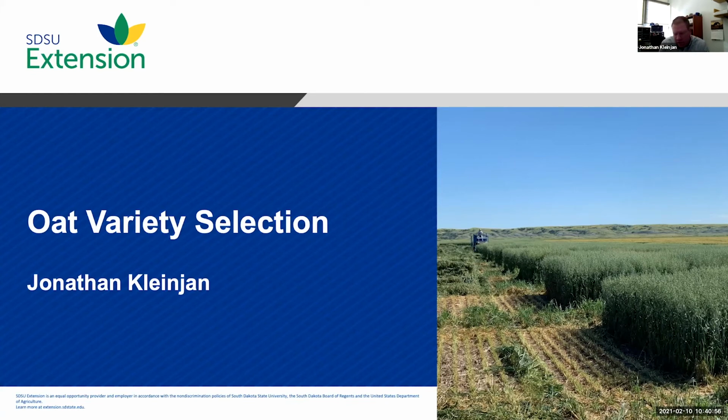So anyway, I'm going to talk to you a little bit today about oat variety selection. Here on the right, we have a picture of the forage oat plots out in Dakota Lakes. You can see the river bluffs there behind. So anyway, I'll talk a couple slides about forage as well as grain.